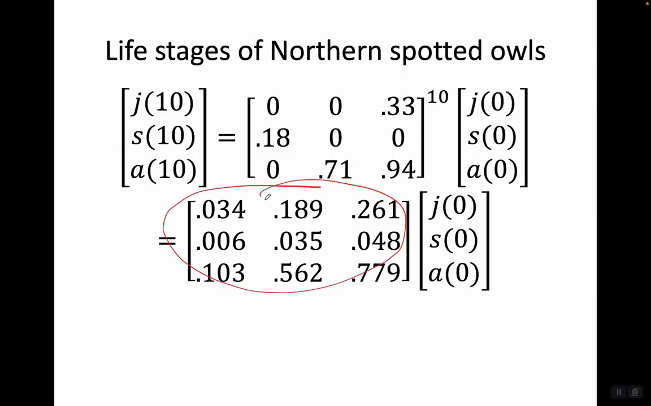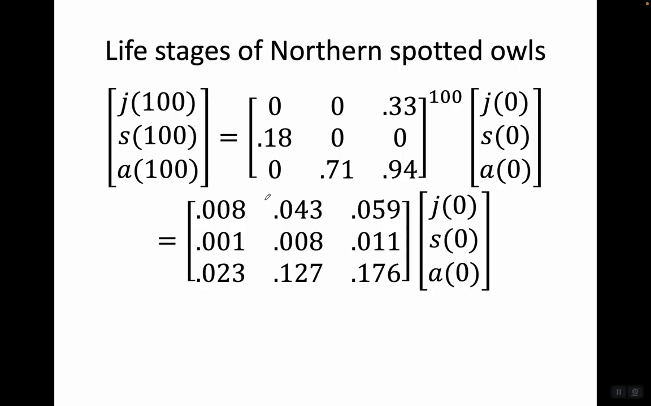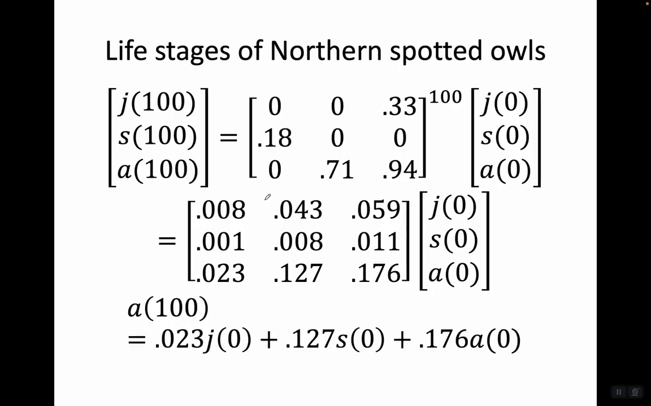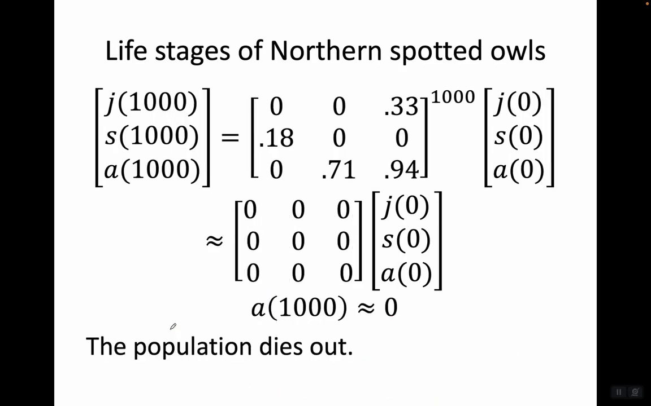So after 10 years. After 100 years, this is what we get. Doesn't look good. So in other words, the number of adults in year 100 is going to look like this. Not too many adults in year 100. And then if you extrapolate out to 1,000, this is what you'd end up with. It would just be the 0 matrix times what you started with originally. In other words, the number of adults you have in year 1,000 is 0. Now, it's dangerous to extrapolate out so far because trends change over 1,000 years, but it doesn't bode well for the northern spotted owl.